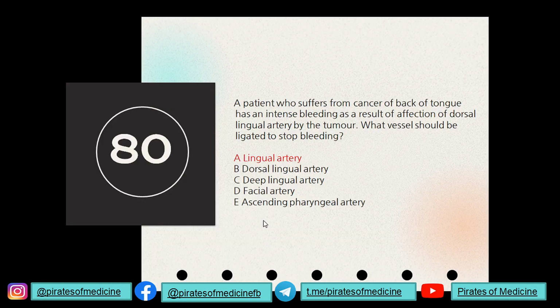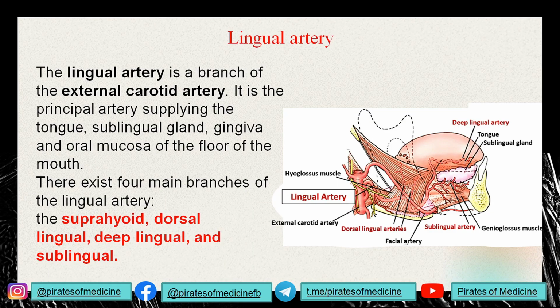So, as you can see, there was an affection of the dorsal lingual artery, which is a branch of the lingual artery. Obviously, if you want to stop the bleeding of the dorsal lingual artery, you can just stop it by compressing or ligating the lingual artery. It's just like in Hindi, in Indian, we call it jad se khatam kar dena, which means to solve a problem at its root. Similarly, you can just ligate the lingual artery and stop the bleeding over here. Let's go to the next one.